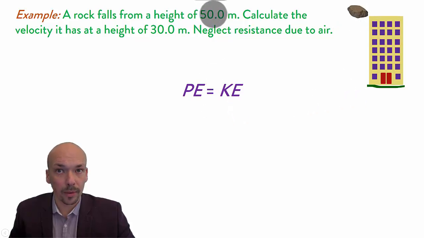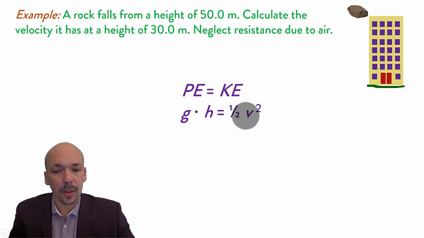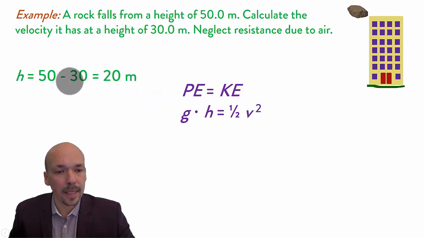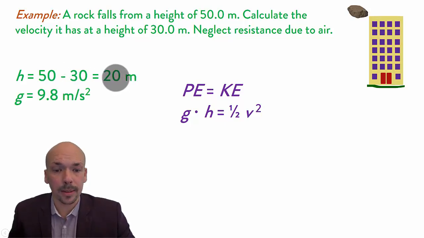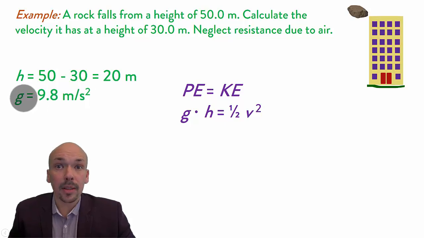So not the whole 50 meters, because 30 meters before the ground we already want to know. So from 50 to 30, it's only 20 meters. So if we use this equation, we don't have the mass, then the height will be 20 meters, because it started at 50 and we want to know at 30, not at 0. So then the height is 20 meters. The acceleration due to gravity is 9.8 meters per second square. And the velocity we can now calculate.